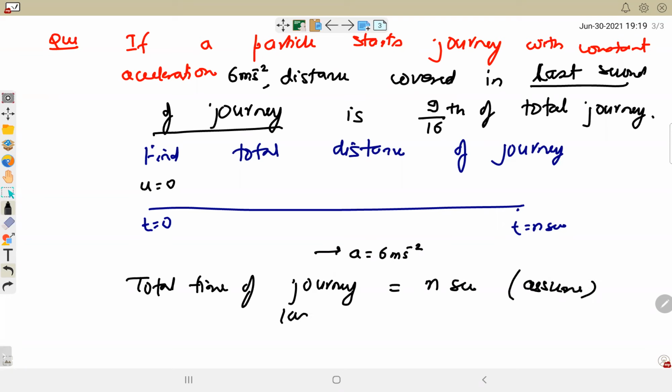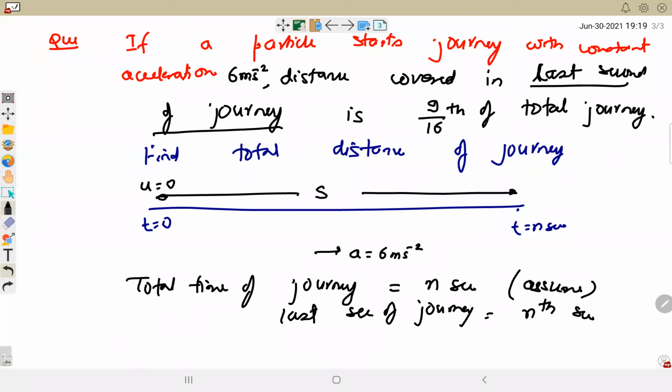Then that means the last second of journey is nth second, and for nth second we already derived a formula. Now it says that if the total length of the path is s, the distance covered in the last second of journey, between n minus 1 to n, is given as 9/16 times the total length.